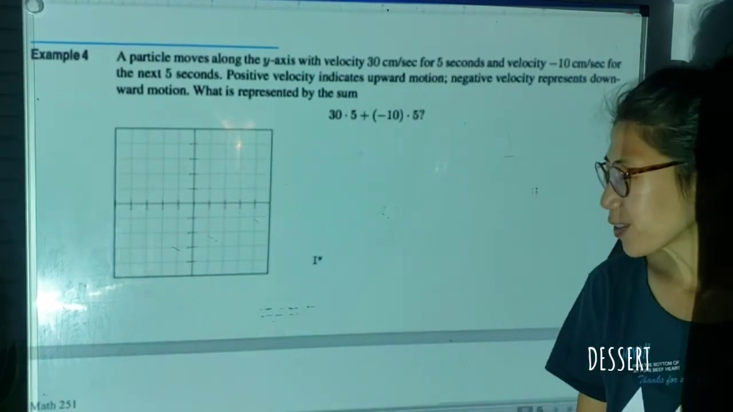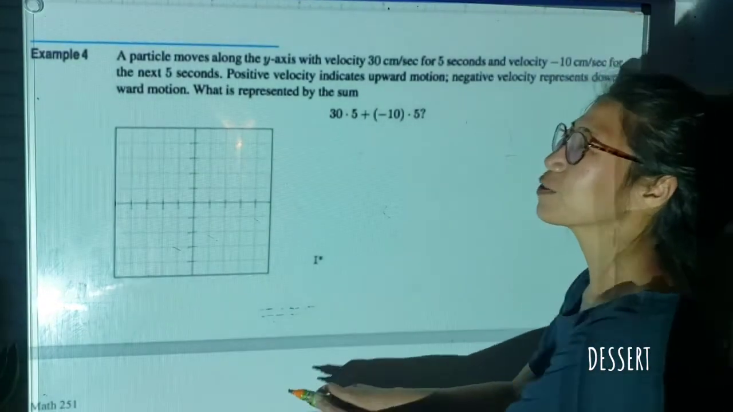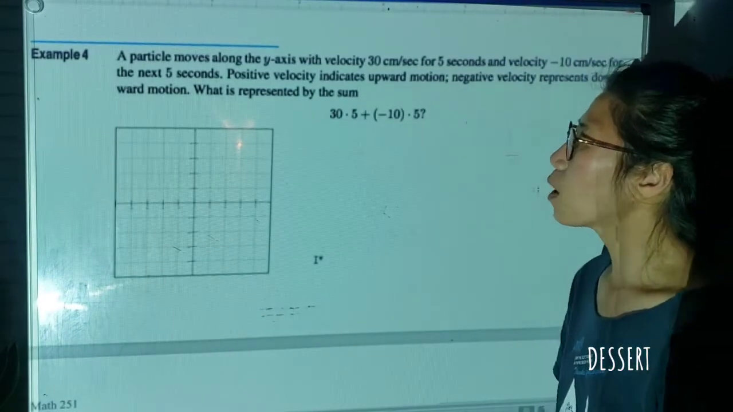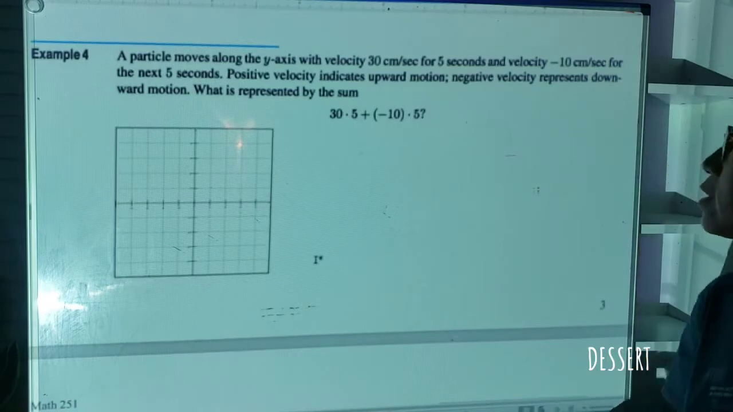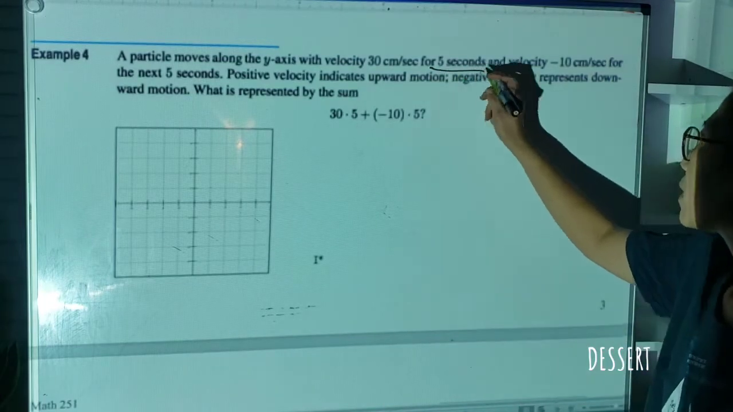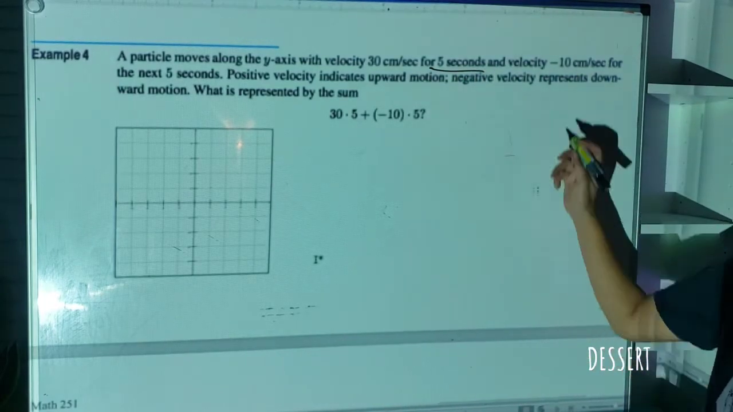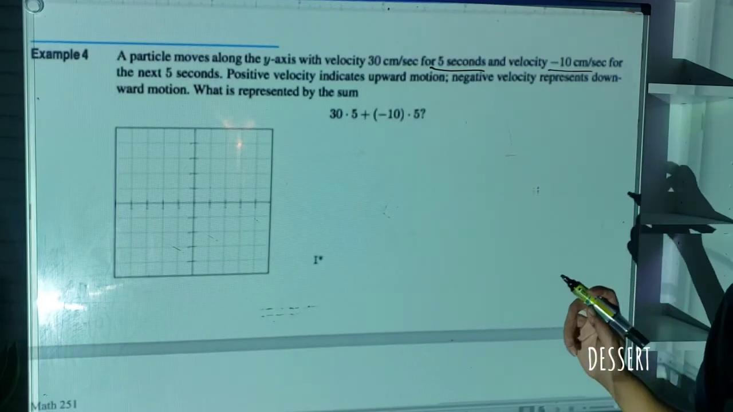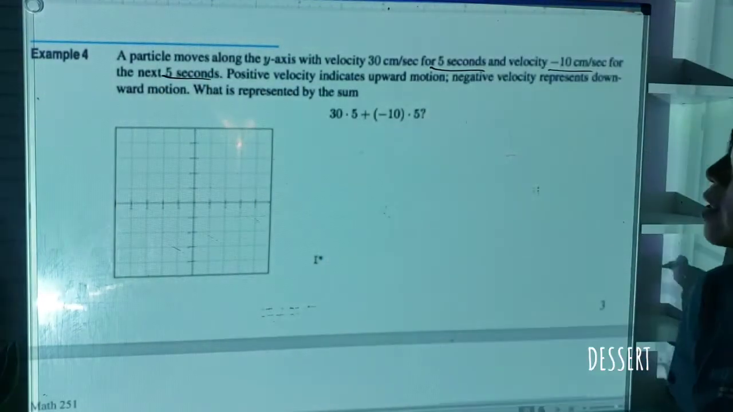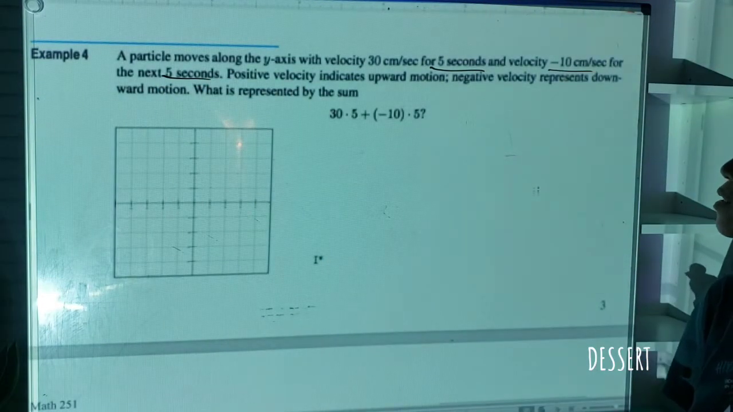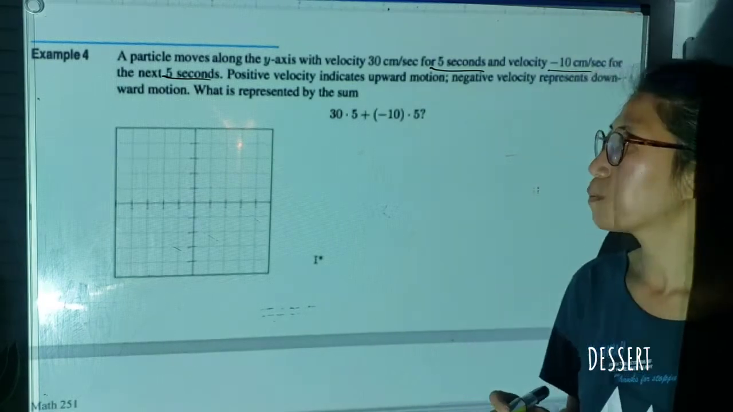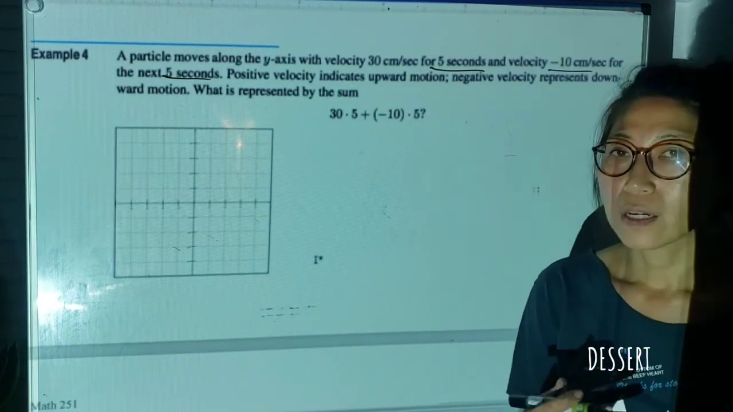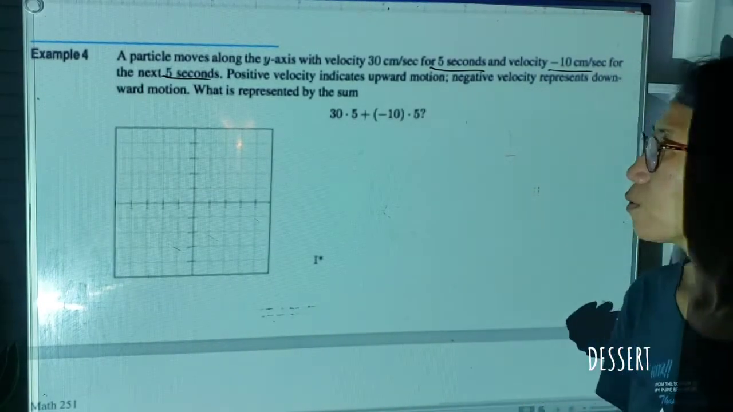So let's look at this last question, almost there, and this is from our textbook example. A particle moves along the y-axis with a velocity of 30 centimeters per second for the first 5 seconds, and then the next velocity is negative 10 centimeters per second for the next 5 seconds. Positive velocity represents upward motion, negative represents downward motion. We talked about the rate or speed or velocity. Opposite sign means opposite direction in the motion.